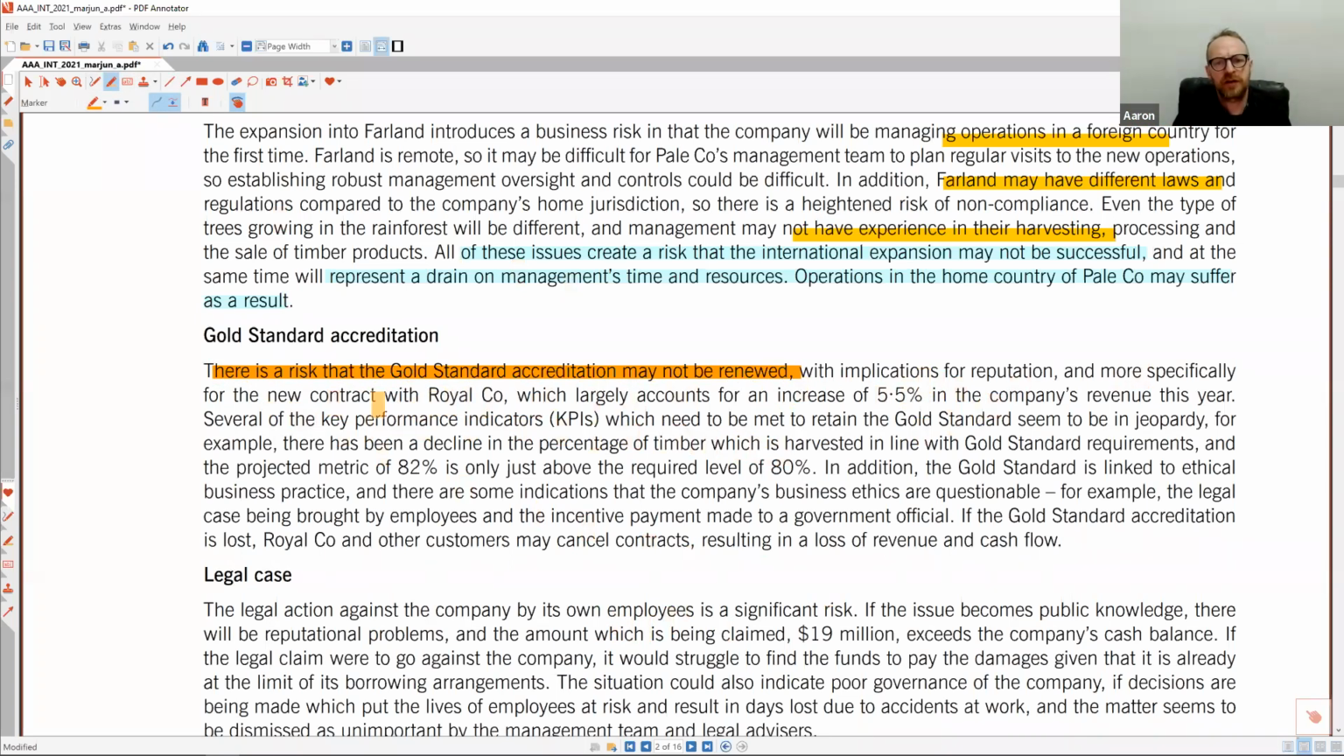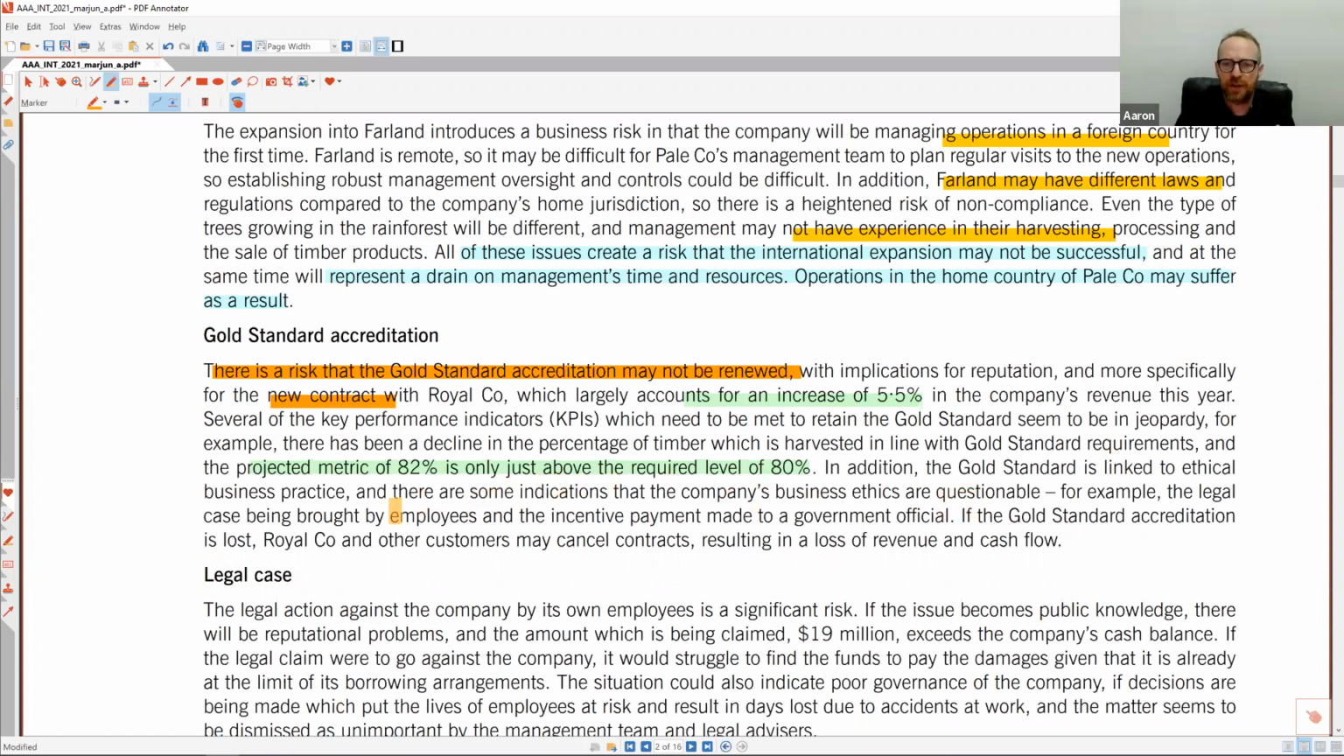Implications for reputation, the new contract, which we talked about, which largely accounts for an increase. Here are bits that are important, because look, an increase of 5.5% in revenue, and the 80%, the projected 82, just above the 80, it's gone down. Is that two trends? Is that two half marks? Possibly. So if you can get two things in there, feel free to do that. It's linked to ethical practice, with indications that they're questionable.